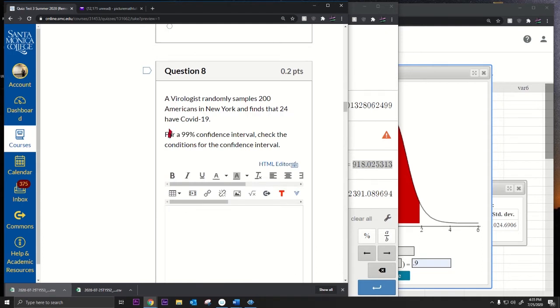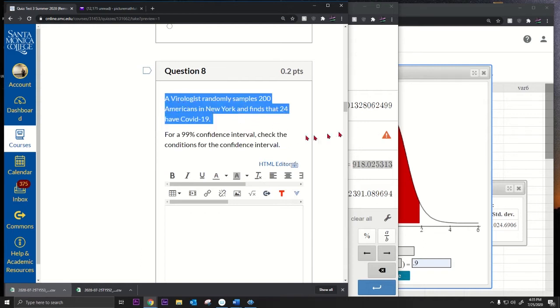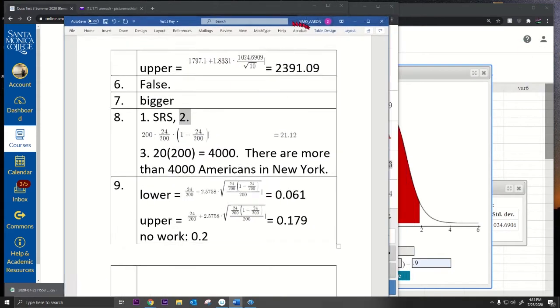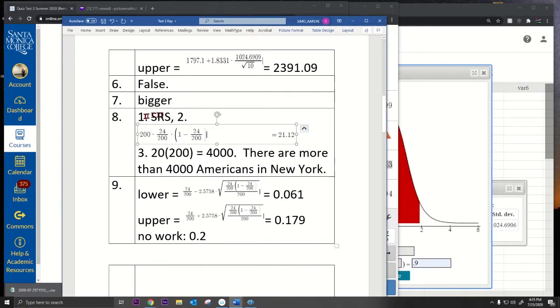Number 8, for a 99% confidence interval, check the conditions. Okay, conditions. I think I have this somewhere. Maybe I'll copy paste this, might be faster. Let me see. Can I copy this? I don't know if I can. Control C. So the first condition, simple random sample. Number 2, I don't know if this will paste. Actually, this won't, so let me just pull this in. Okay, here are the conditions.